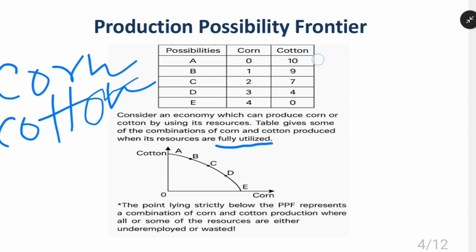In possibility A, the production of corn is 0 and the production of cotton is 10. Possibility B, corn is 1 and cotton is 9. Possibility C, corn is 2 and cotton is 7. Possibility D, corn is 3 and cotton is 4. Possibility E, corn is 4 and cotton is 0.